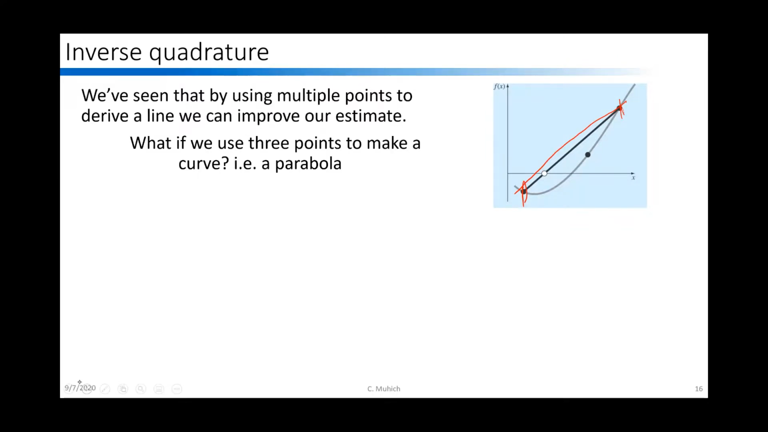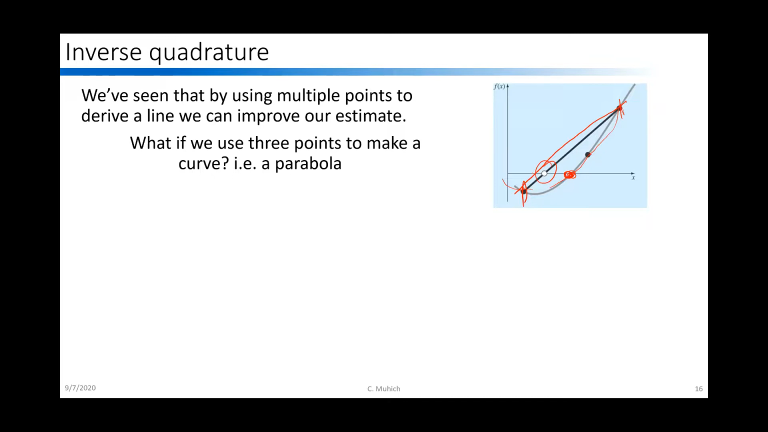Well, the simplest extension of this is to use 3 points to make a curve rather than just using 2 points to make a line. So can we use a parabola? Let's look, for example, if we have these 3 points here, I could fit a parabola to these 3. We can find this estimate, say here, using those 3 points, and it's probably much better off than using just this line between the two.